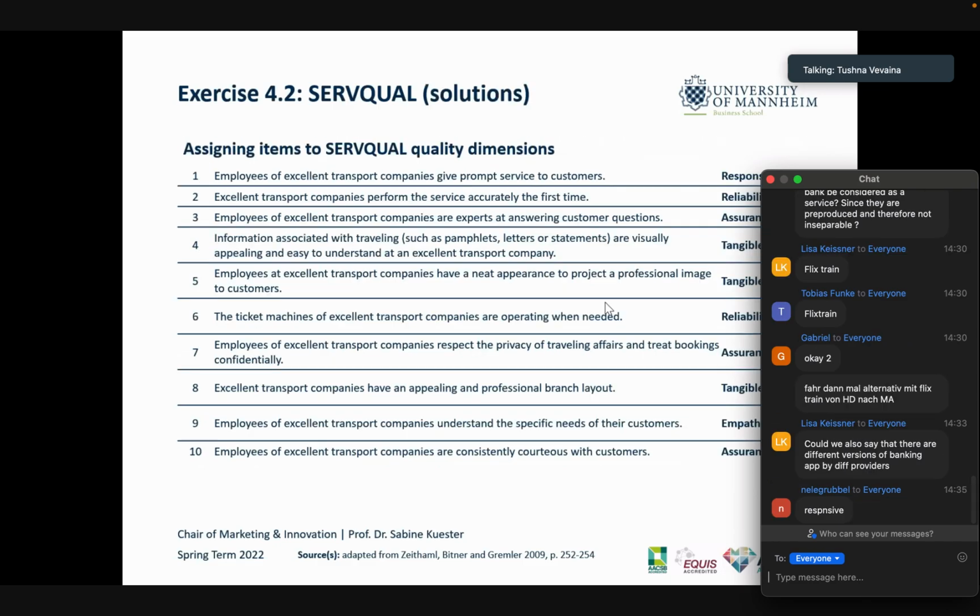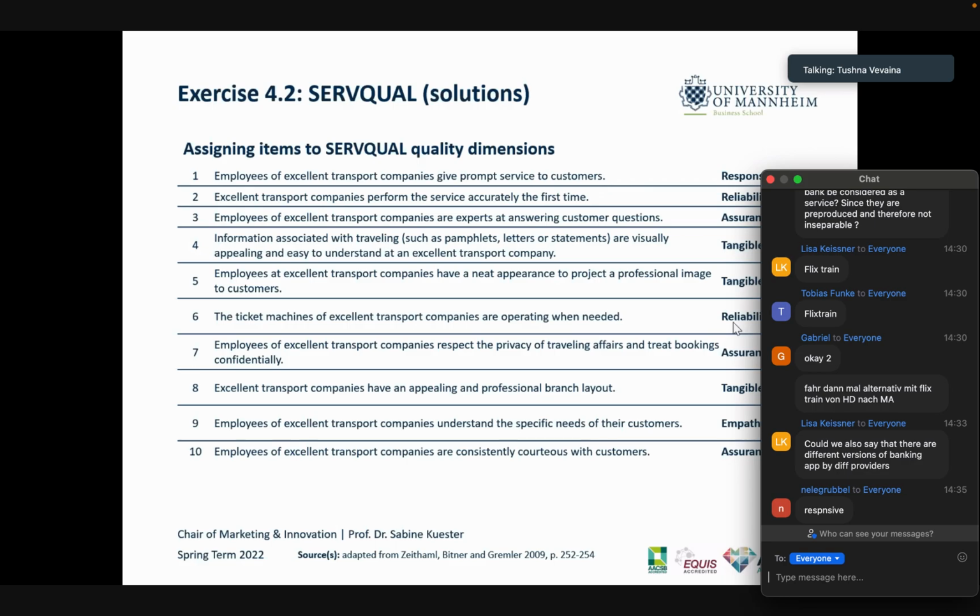No? Okay. So this basically is your responsiveness, prompt services. Excellent transport companies perform service accurately. Reliability, accurately is your keyword here. Employees of excellent transport companies are experts answering customers' questions. Assurance, you have experts answering. Information associated with traveling, like pamphlets, letters, or statements, are visually appealing, easy to understand. Here you have something that's very tangible. So tangibles playing in. Employees at excellent transport have neat appearance, again, tangibility, professional image to customers.